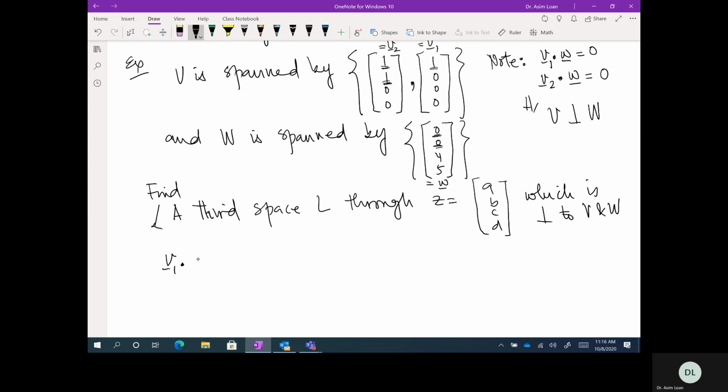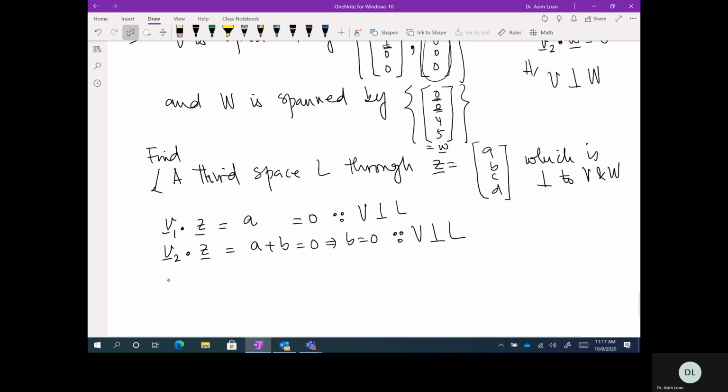We say V1 dot Z, where Z is a vector. If it's orthogonal, this equals A with this one, so I'll get simply A. V2 dot Z will give me A plus B. This should be equal to 0 because V is orthogonal to L. This is equal to 0, which implies B is equal to 0.